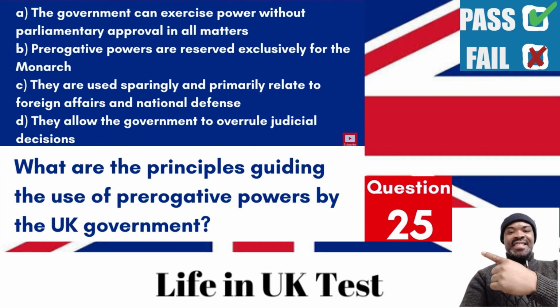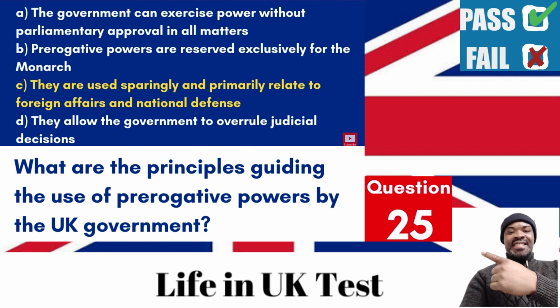Question 25. What are the principles guiding the use of prerogative powers by the UK government? A. The government can exercise power without parliamentary approval in all matters. B. Prerogative powers are reserved exclusively for the monarch. C. They are used sparingly and primarily relate to foreign affairs and national defence. D. They allow the government to overrule judicial decisions.